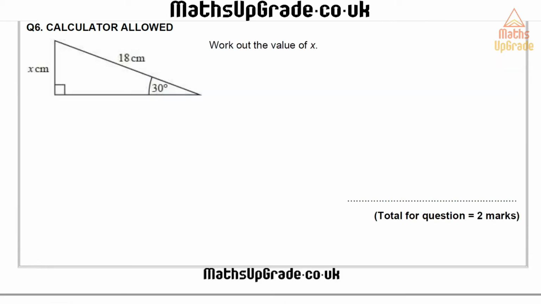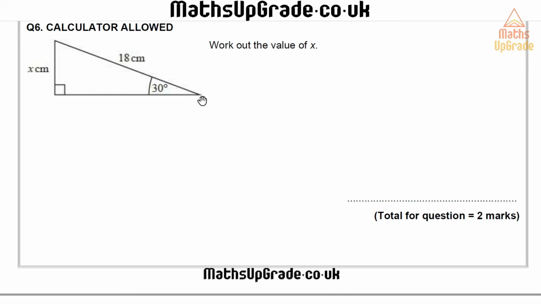Question 6. I'm asked to work out the value of x here. So the first step here is to label the triangle. I'm labeling the triangle from the point of view of the angle. So imagine you're standing on this angle here. You need to decide where's the hypotenuse, so which is the longest side of this triangle. And the hypotenuse is this one here, since it's always opposite the right angle.